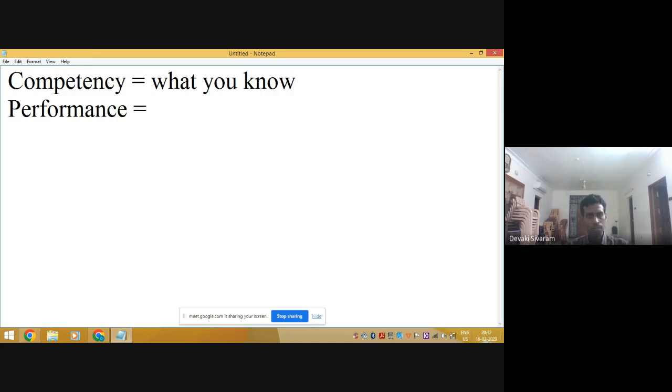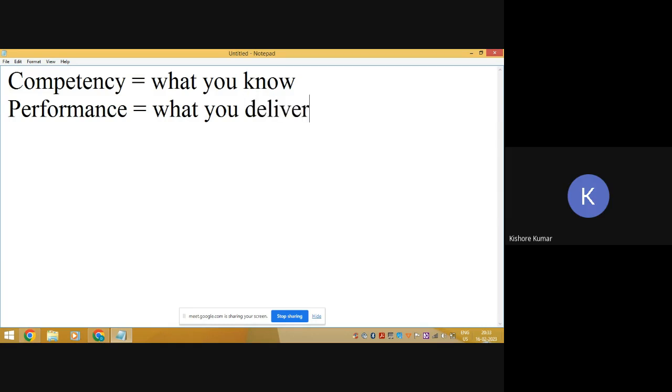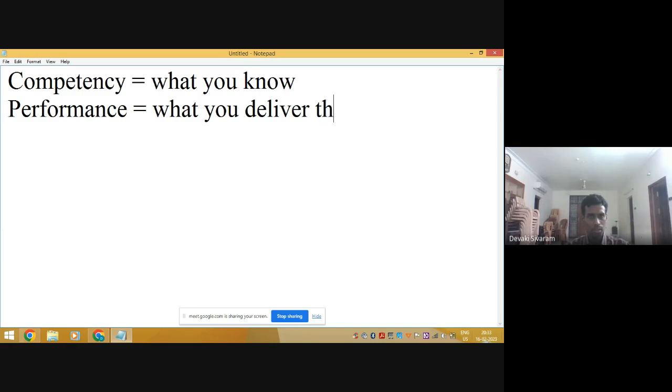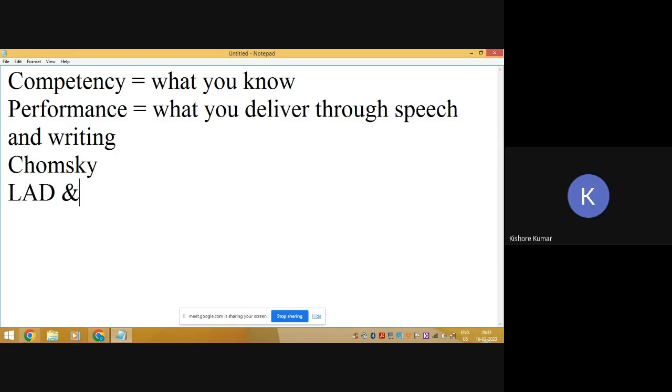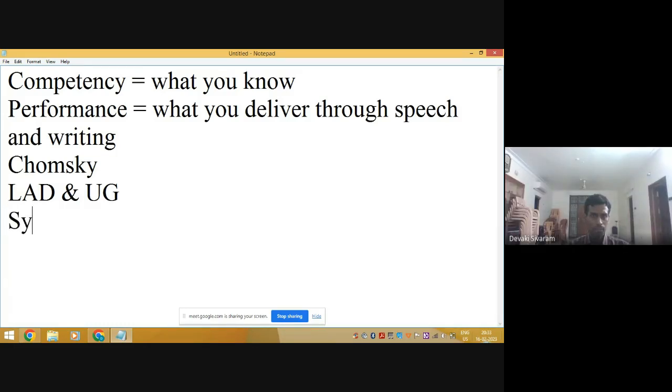is, what is performance? Deliver. Yeah, what you deliver through your speech and writing. Okay. And Chomsky is also associated with something else. What is that? Language acquisition device. Okay, and what is his famous work? Syntactic structures.